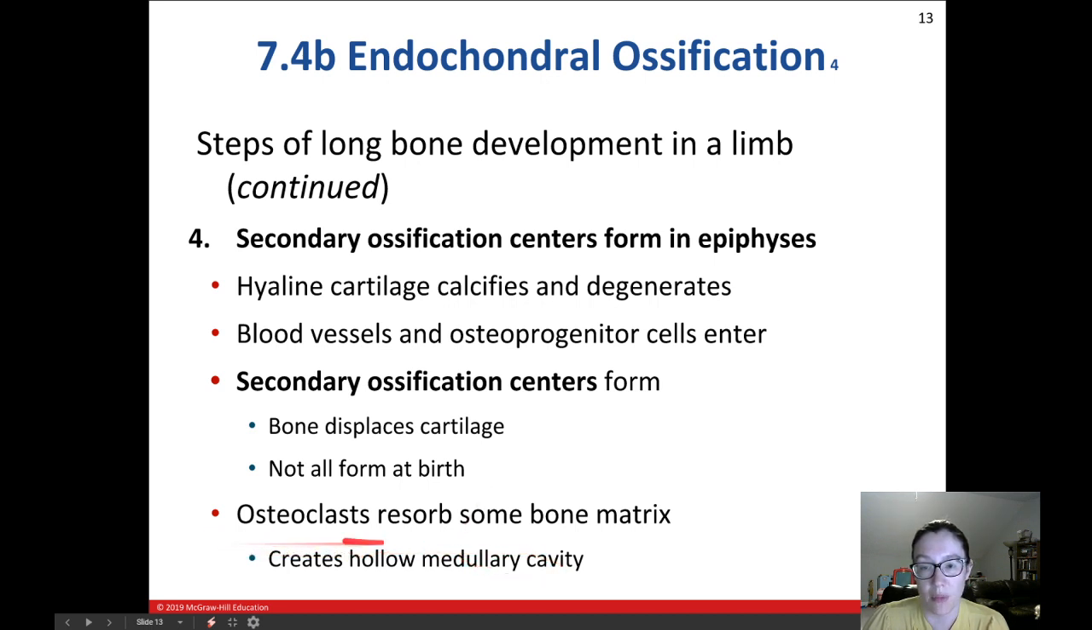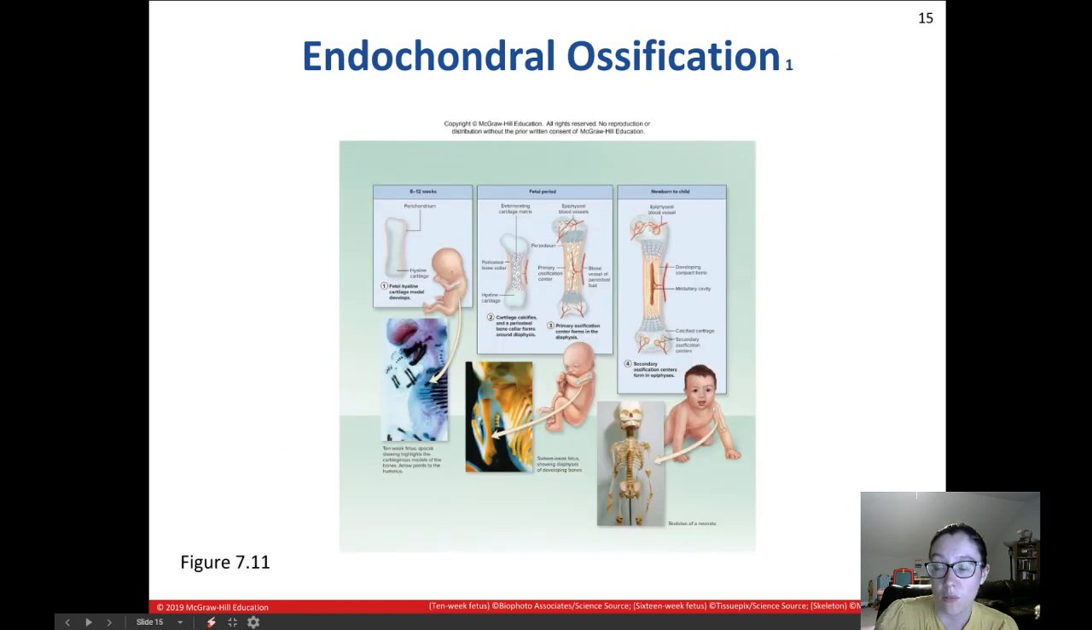The other thing that's happening here is that the osteoclasts are going to be really active. They're resorbing some of the bone matrix, especially along that inner edge, to create the hollow medullary cavity. And so what resides in the medullary cavity? Do you guys remember, what does the medullary cavity contain in an infant especially? It contains bone marrow, and in an infant and a child, it's actually going to be red bone marrow, right? That's going to be doing the important job of hemopoiesis, or creating blood cells. And so this is going to be pretty important.